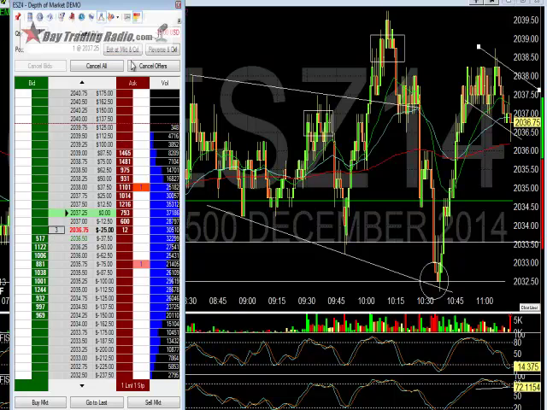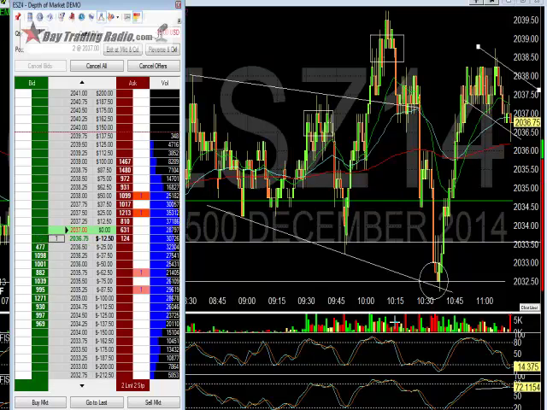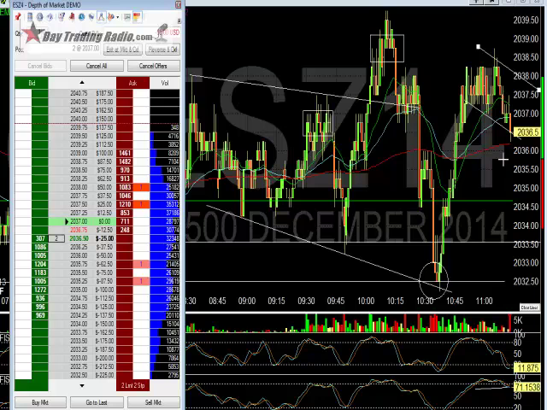So this would be the ideal entry. Let's add one. So we just added one. This looks like we're down by that lower trend line. There's not much talk, not much going into that lower trend line, though.